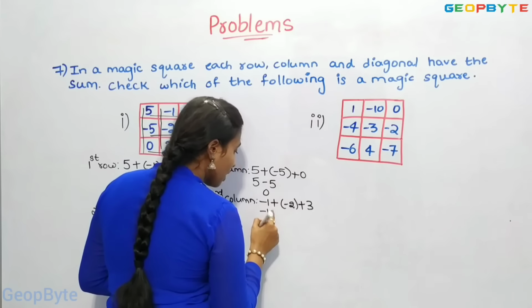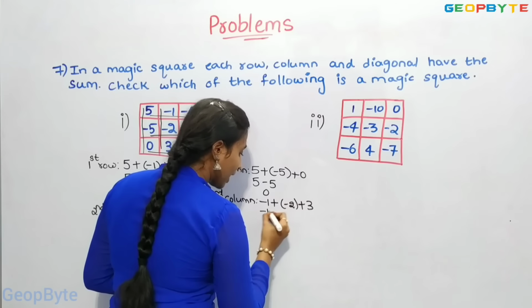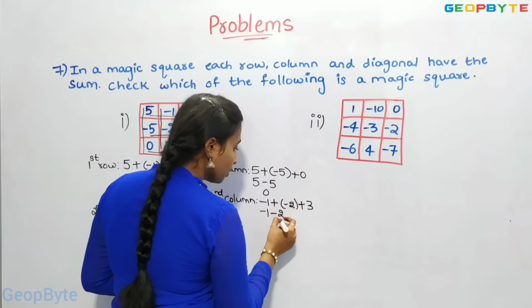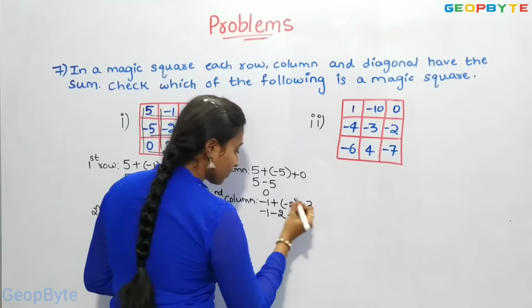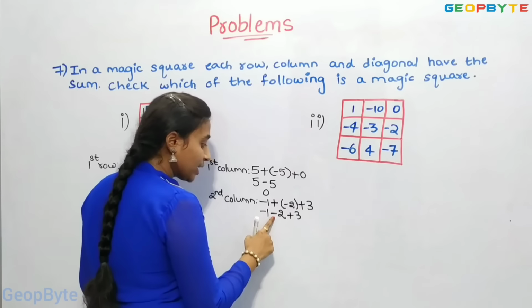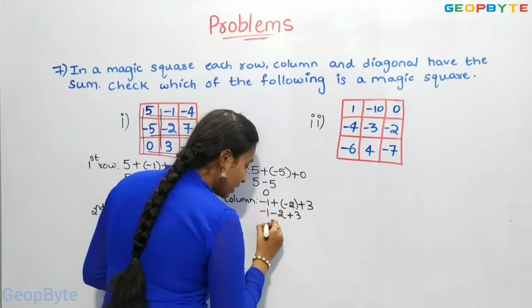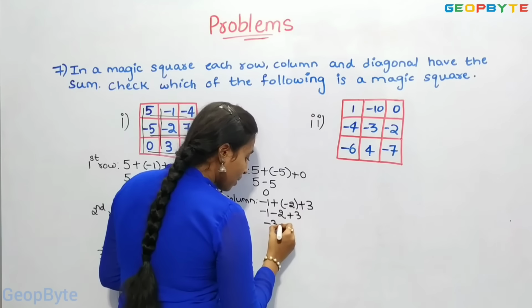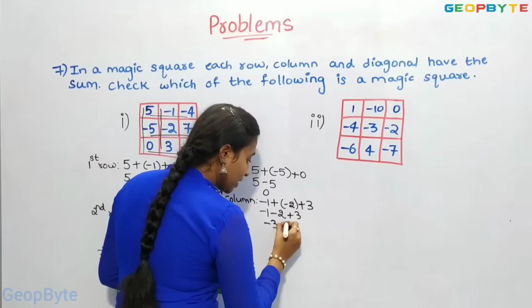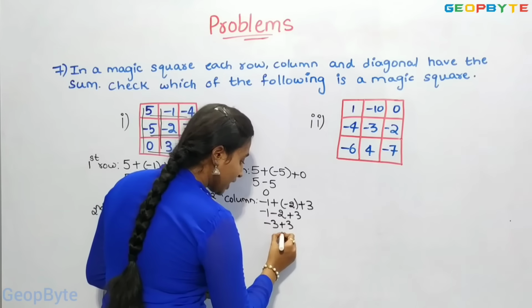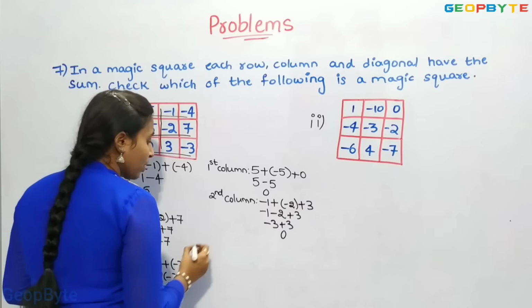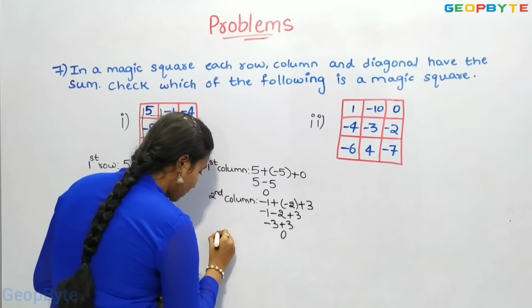Minus 1 plus into minus, minus 2 plus 3. Minus into minus, plus 2 plus 1, 3. Symbol remains minus. This plus, this 3. Minus 3 plus 3, 0. Now, third column.